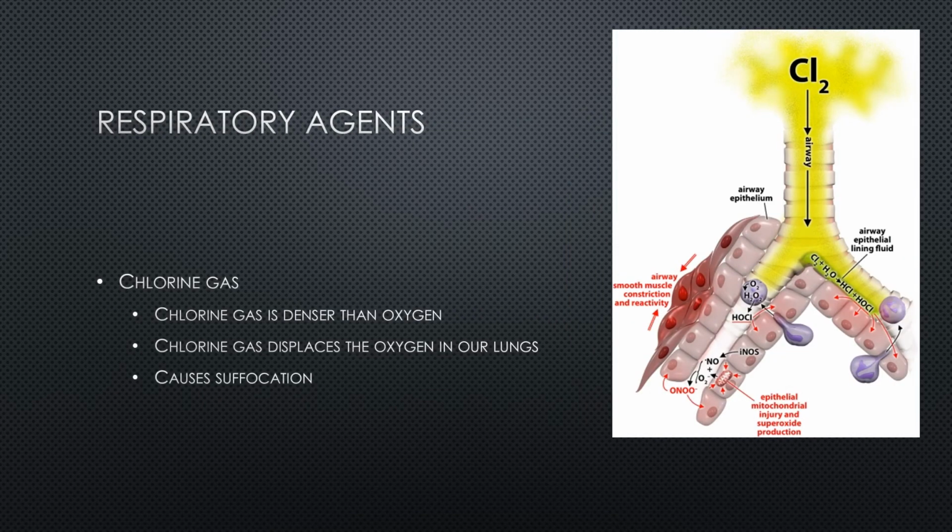Next, I will be going over respiratory agents. In this example, I will be using chlorine gas. Respiratory agents work off the fact of suffocation. Chlorine gas is more dense than oxygen, and once it enters our lungs, it will displace all the oxygen and stay in our lungs, preventing our body and cells from getting the oxygen they need and suffocating us to death.